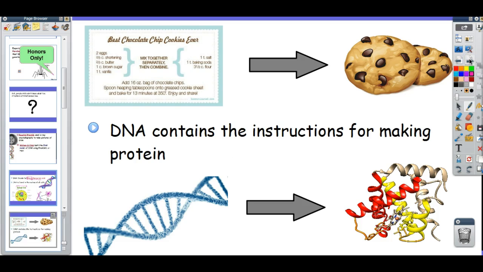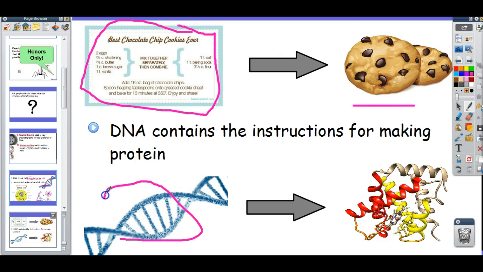So, reminder, DNA contains the instructions for making protein. You absolutely 100% need to know that, okay? So make sure you write this down. Just like how a chocolate chip cookie recipe has the instructions for making chocolate chip cookies, DNA has the instructions for making proteins. Now, if you know anything about recipes, you know we can make different types of cookies. Not all cookies are the same. And just like that, we can also make different types of protein.